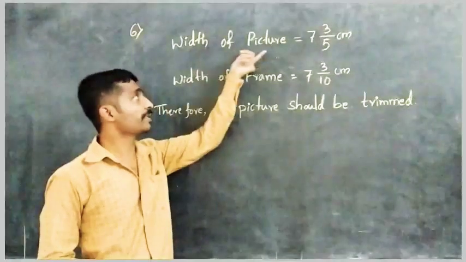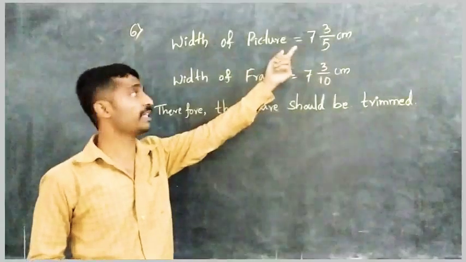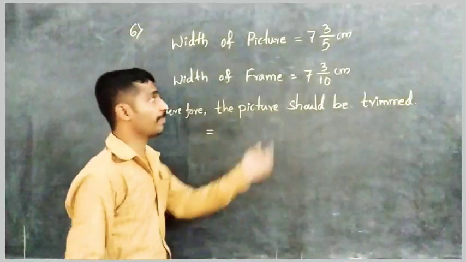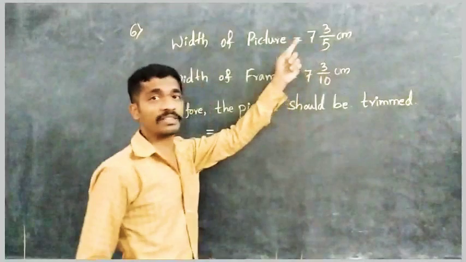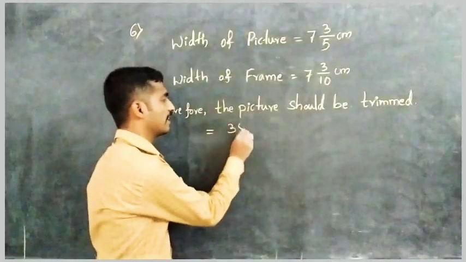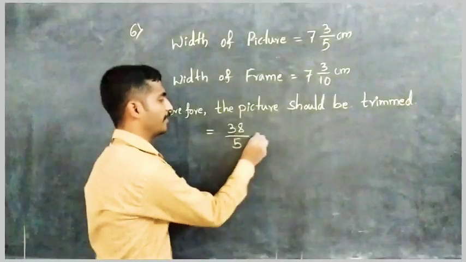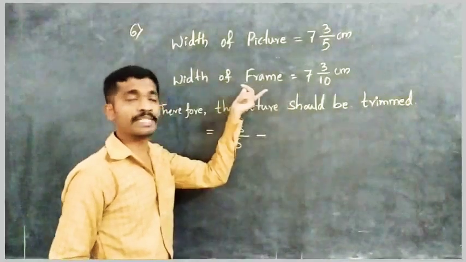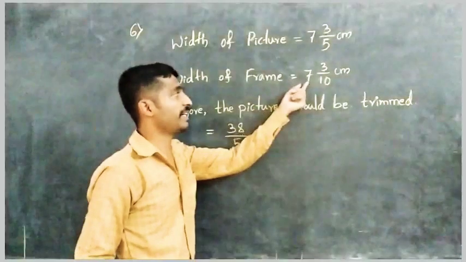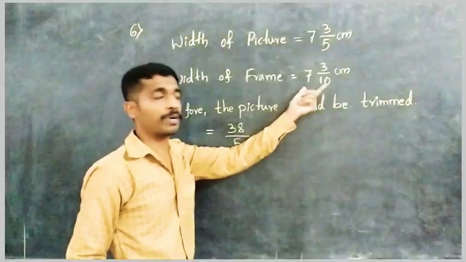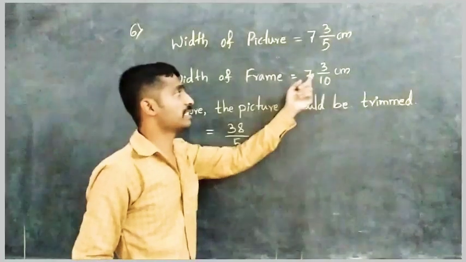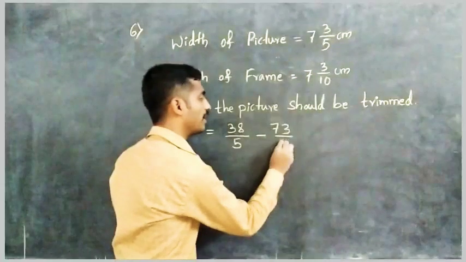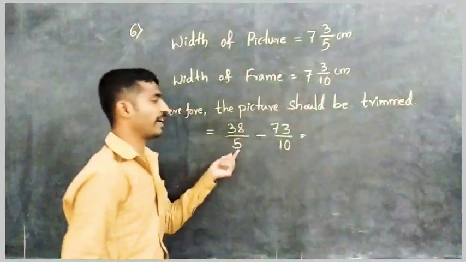So first you have to write the picture measurement. How much? 7 integer 3 by 5. So make it into improper. 7 5s are 35, 35 plus 3, that is 38 by 5, minus how much do we have to subtract? That is the measurement of the frame. How much? 7 integer 3 by 10. So make it into improper. 10 7s are 70, 70 plus 3, that is 73 by 10.